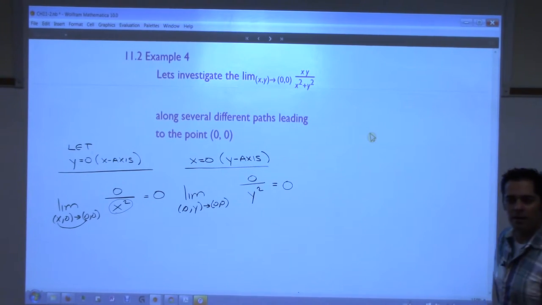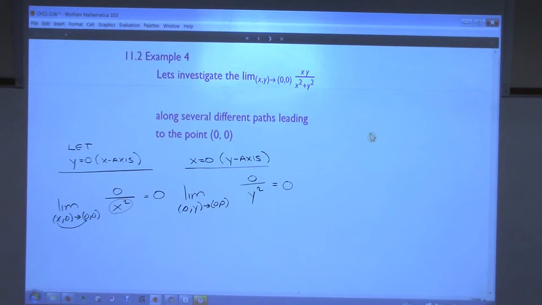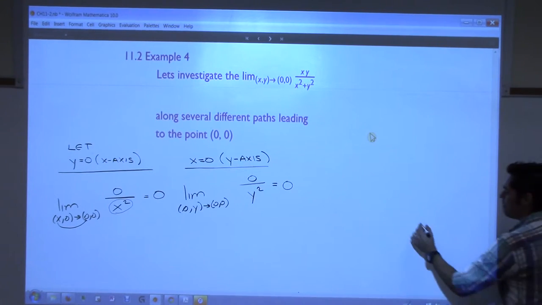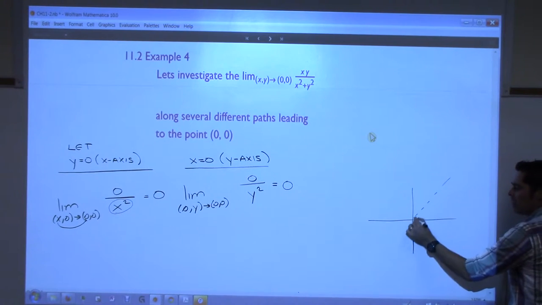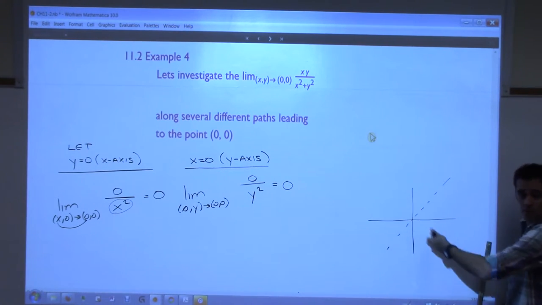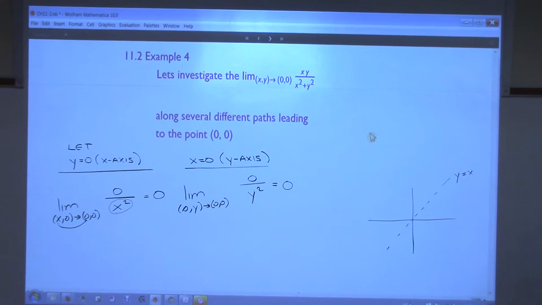So what should we try next? Or what should we do next? Yeah, let's do a different path. What do you want to try? y equals negative x, that's a good path. The one that we usually go to next is the diagonal, which negative x might also, it's another diagonal. But let's go with y equals x as our next choice.